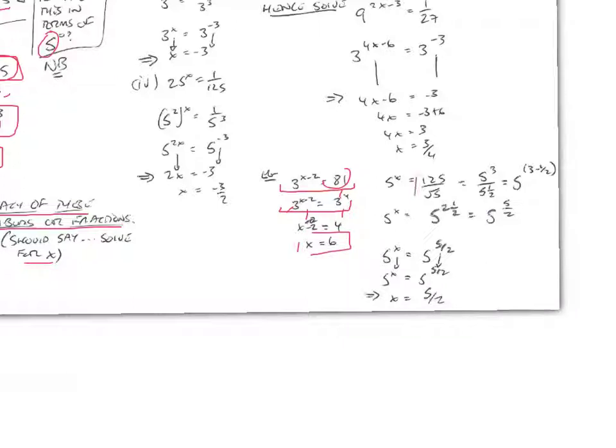5 to the power of x equals 125 over root 5. That's the same as 5 cubed over 5 to a half, which is the same as 5 to the power of 3 minus a half. So 5 to the x is equal to 5 to the 2 and a half, which is equal to 5 to the 5 over 2. So they're the same. I can pull down my x: x is equal to 5 over 2.